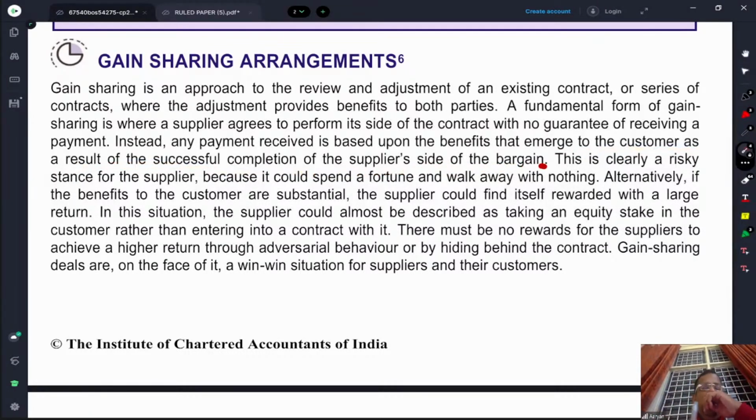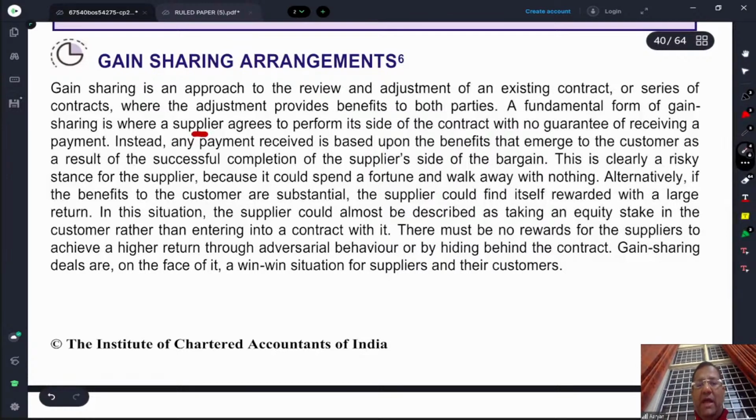अभी अपन थ्योरी पढ़ रहे हैं ना, just I am reading the line, I am not interpreting the line, है ना. First of all we will discuss what will be the plain meaning once you have completed all these 7 to 10 lines. So the fundamental form of gain sharing arrangement is that a supplier agrees to perform its side of the contract with no guarantee of receiving a payment.